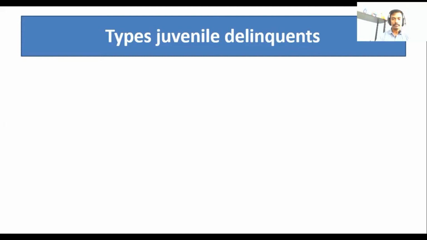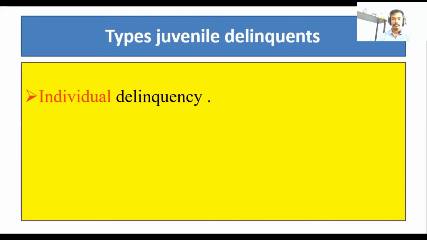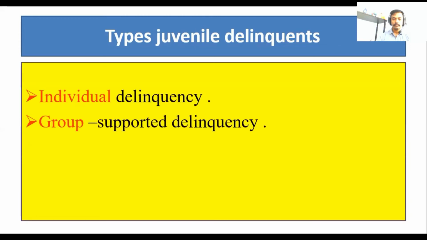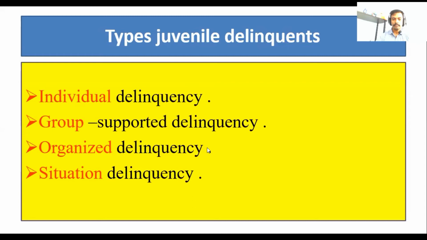Now we are going to start with types of juvenile delinquents. Already we had learned this: individual, group, organized, situation.